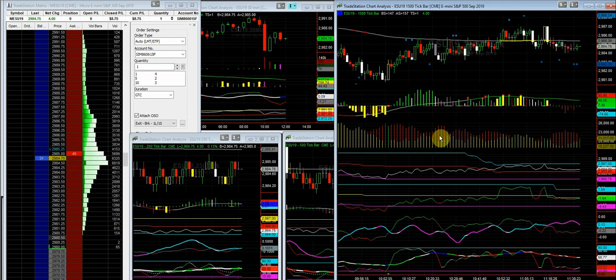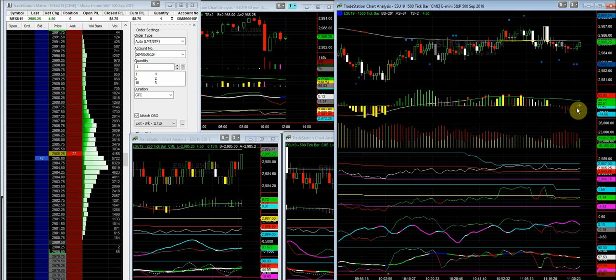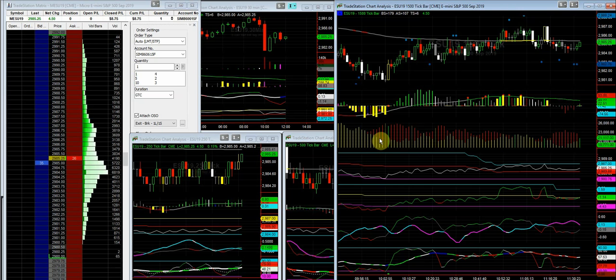Other than that, you can read it just as you normally would as well, saying, well, the predominance seems to be favoring the down ticks, and also the effort is to the downside, although that's kind of decreasing now to the flat line here, or to the 0 point right there.